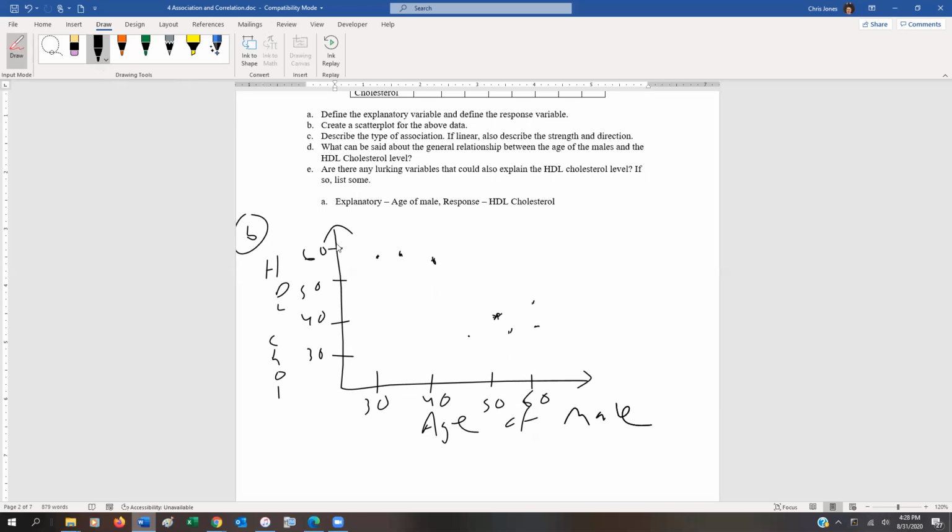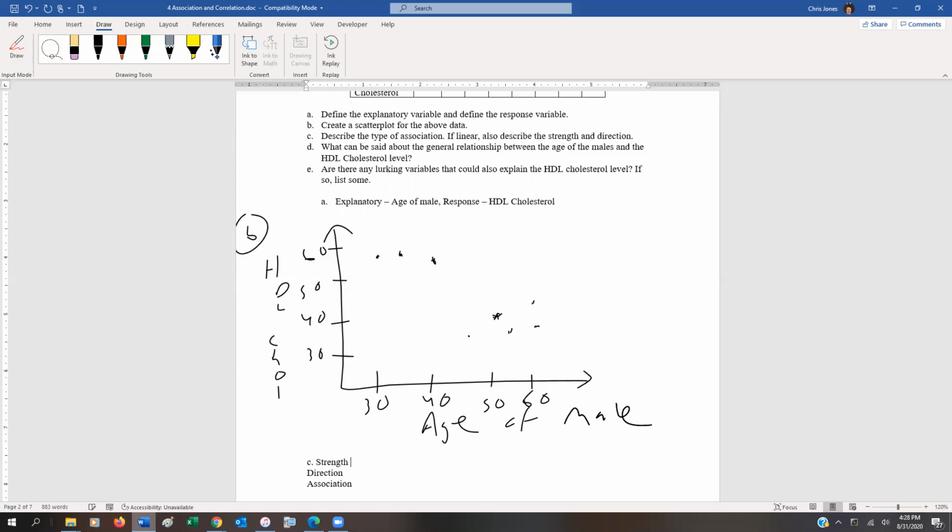All right, so let's go ahead and do that for part C. So for part C, we're looking for strength, direction, and the association.